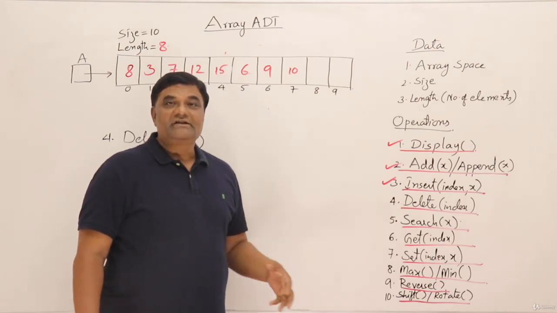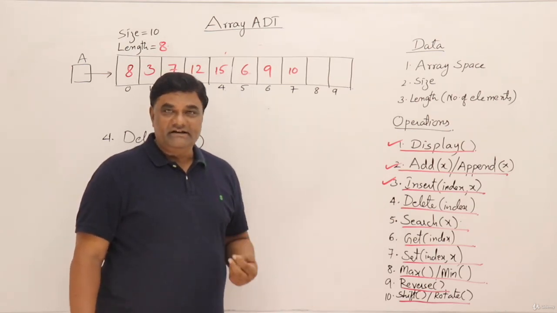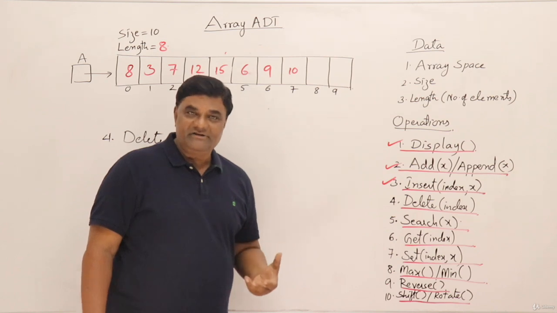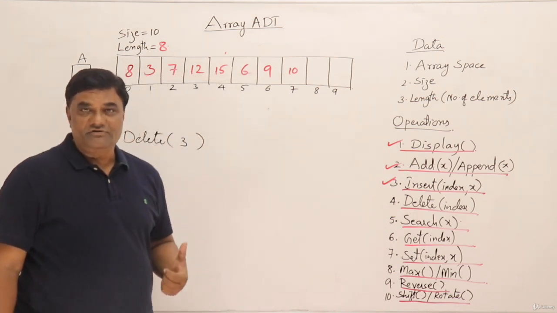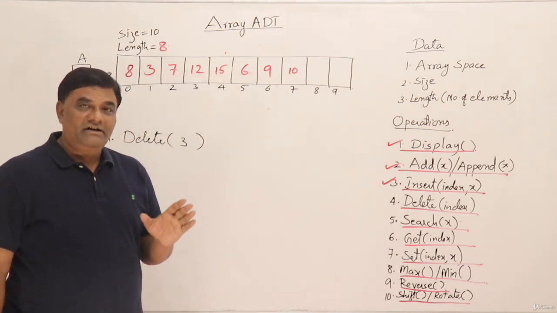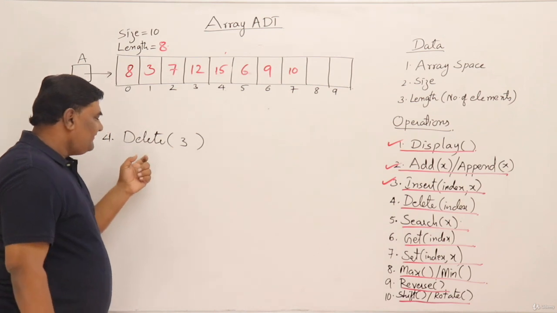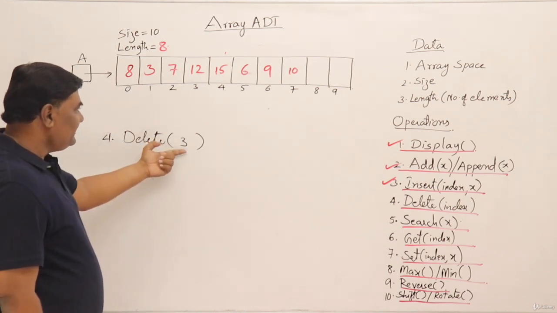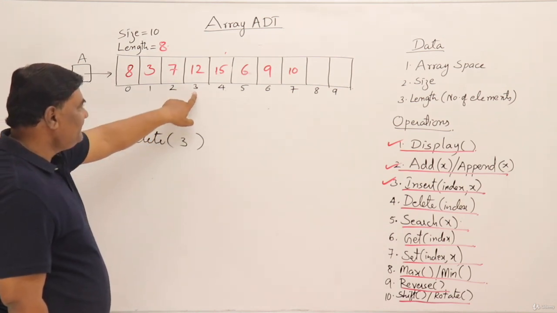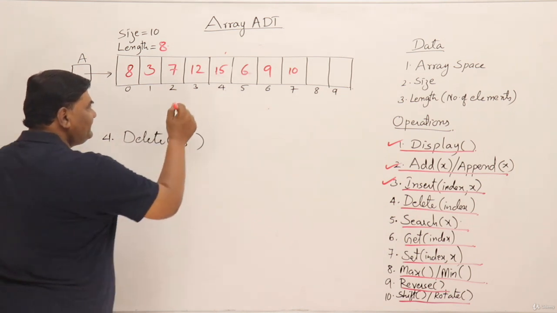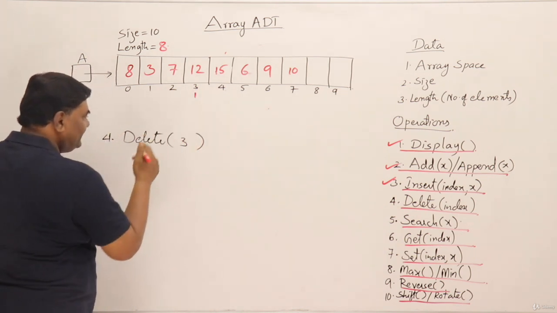Delete operation is removing an element from a given index. Obviously, when we want to delete something, we should mention which element we want to delete. So we can mention the index. As an example, I have taken delete element 3 at index 3. So this element I want to delete. For deleting this element, first of all, you take out the element from there.